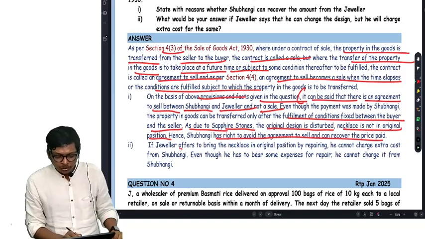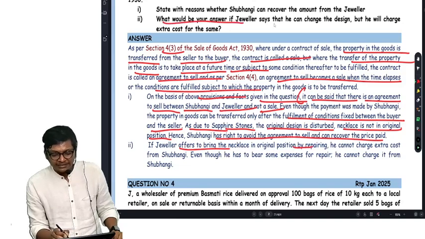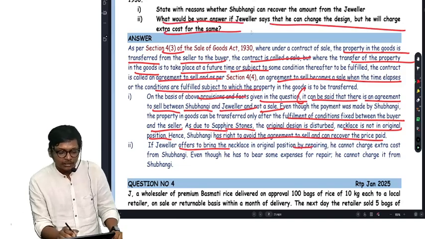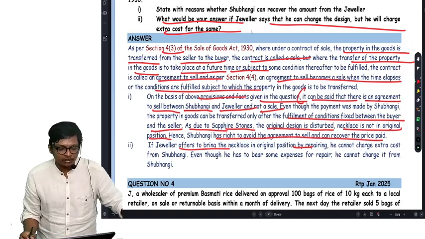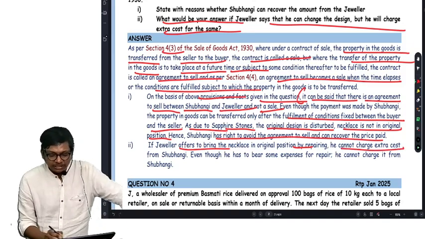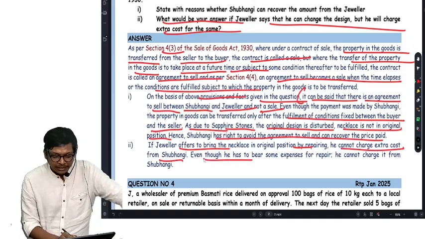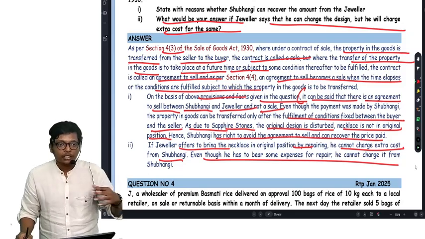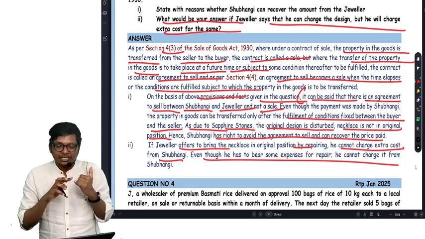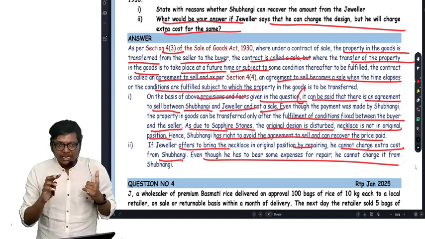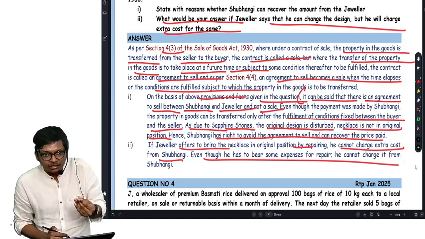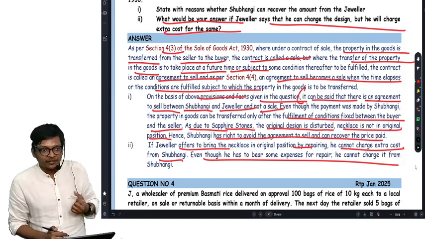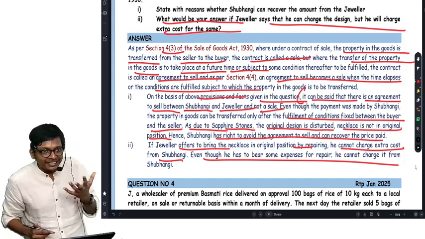So, if the jeweler offers to bring the necklace to its original position, what would be your answer if the jeweler says he can change the design, but he will charge extra cost for the same? He cannot charge extra cost from Shubhangi, even though he has to bear some expense. So, Shubhangi has a choice. Either she can claim damages and ask them to repair it, or she can cancel the contract and get a full refund, because the quality she expected is not there.